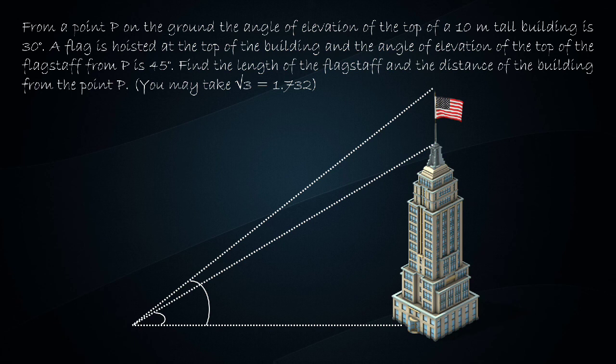for practice. From a point P on the ground, the angle of elevation to the top of a 10 meter tall building is 30 degrees. Let's give some information. These are the things that are important over there. And from point P, right? So you need to find out what is the length of that entire flagstaff. How big is that entire pole? That is what you need to find out. Go ahead and give it a try. And if you can't, then I will help you in the next video.